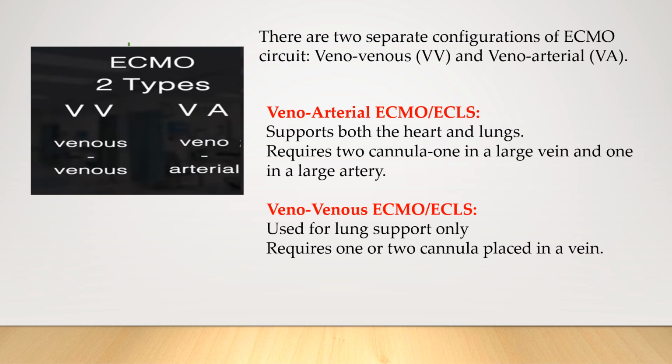In Veno-Arterial, it supports the heart and the lungs, and it requires two cannulas. One is in the large vein and the other one is in the large artery. While the Veno-Venous is used mainly for lung support and requires one or two cannulas placed in the vein.